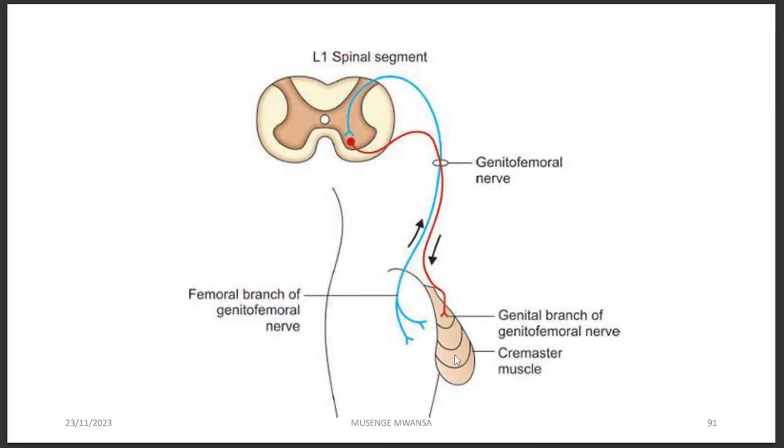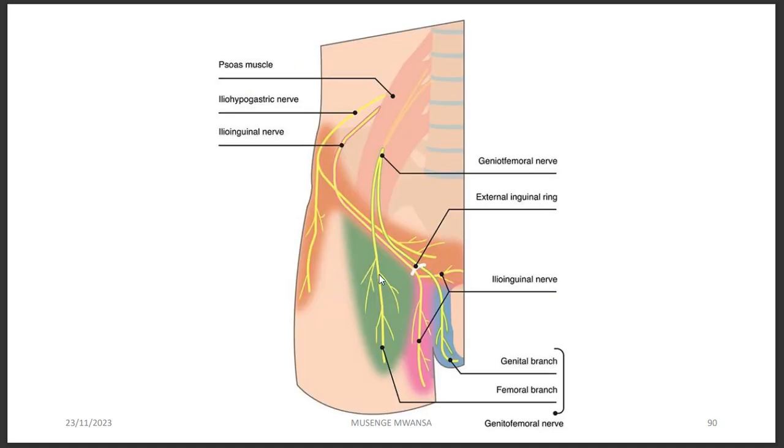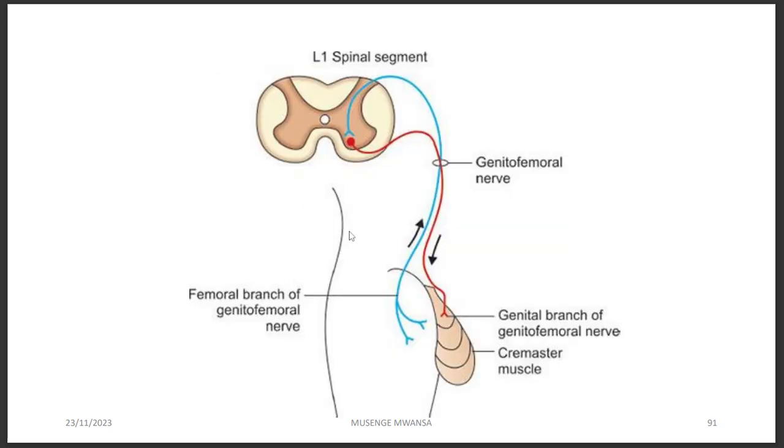It starts all the way from the skin. Actually, from the femoral branch of the genitofemoral nerve, a reflex can also go up and then come back to the genital branch of the genitofemoral nerve. This was the femoral branch. So in other words, whether you touch somewhere on the skin just near here, the impulse can go through the femoral branch or through the ilioinguinal nerve, and then it will come back.